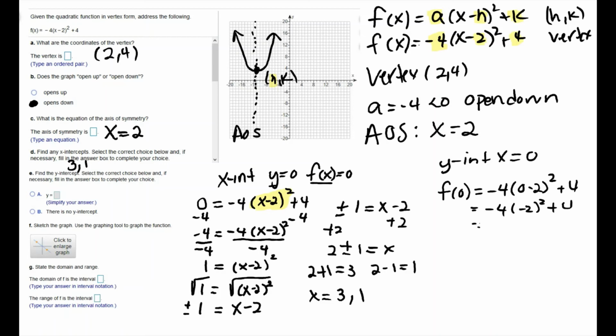I'm following order of operations. I did what's inside the parentheses first. Then I'm going to apply the exponent. So negative 2 squared is a positive 4 plus 4. Negative 4 times 4 is negative 16 plus 4. Negative 16 plus 4 would be negative 12. So I've got my y-intercept being negative 12.